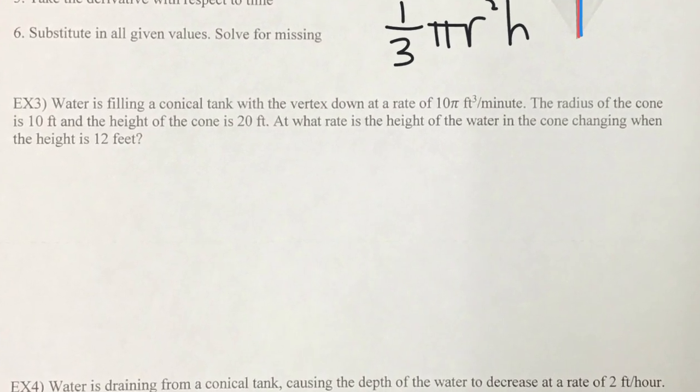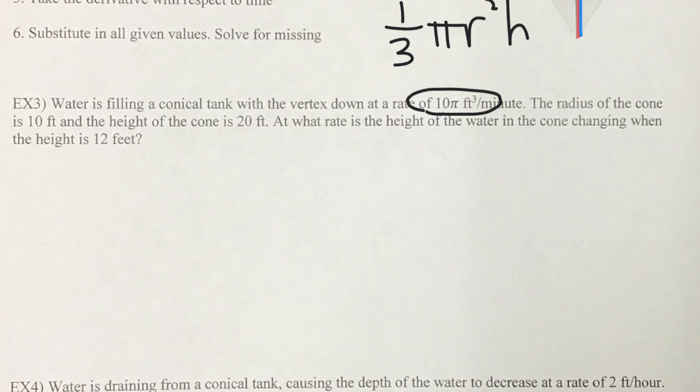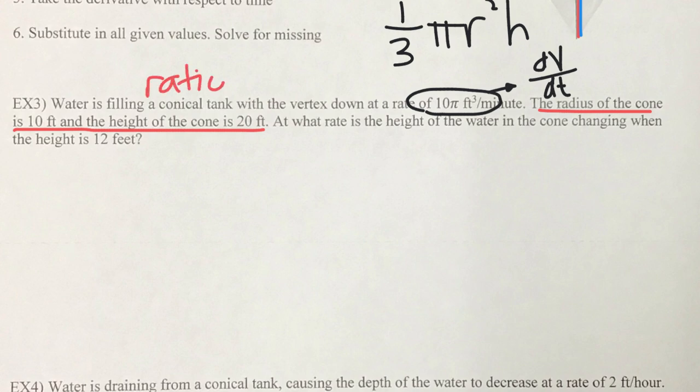Water is filling a conical tank with a vertex down at a rate of 10 pi cubic feet per minute. So water is your volume. Anytime we have water changing, that's the rate of change of the volume, so that's your dV/dt. The radius of the cone is 10 and the height of the cone is 20. This is what we use to find your ratio. That's the only time that we use those two values, in your ratio.